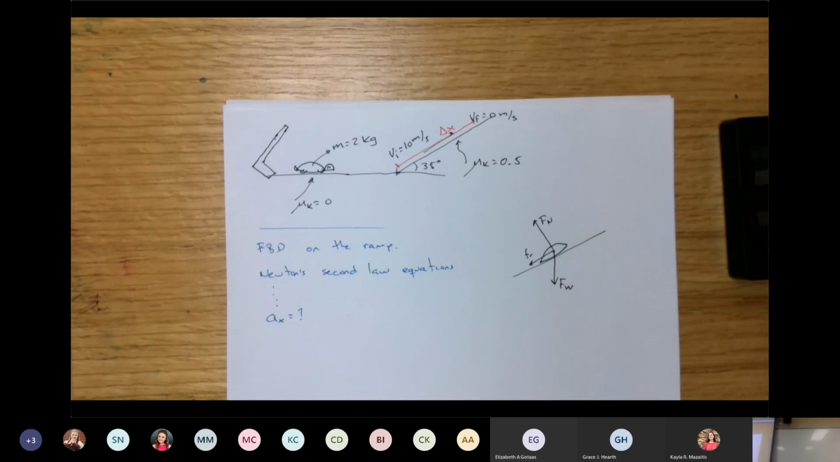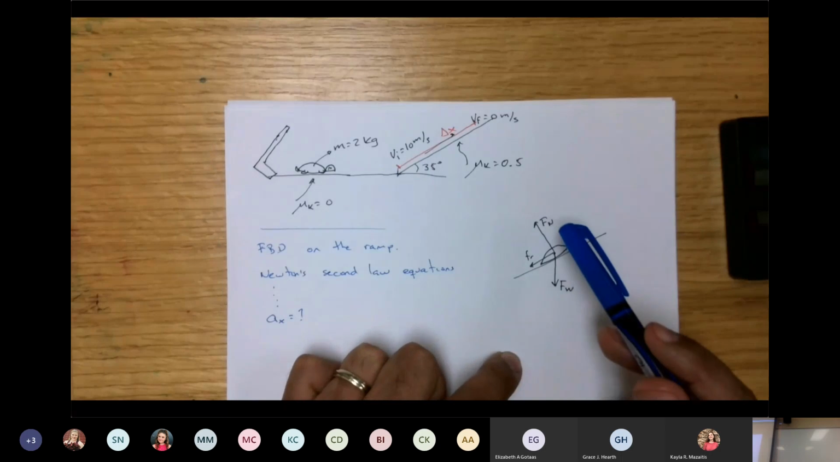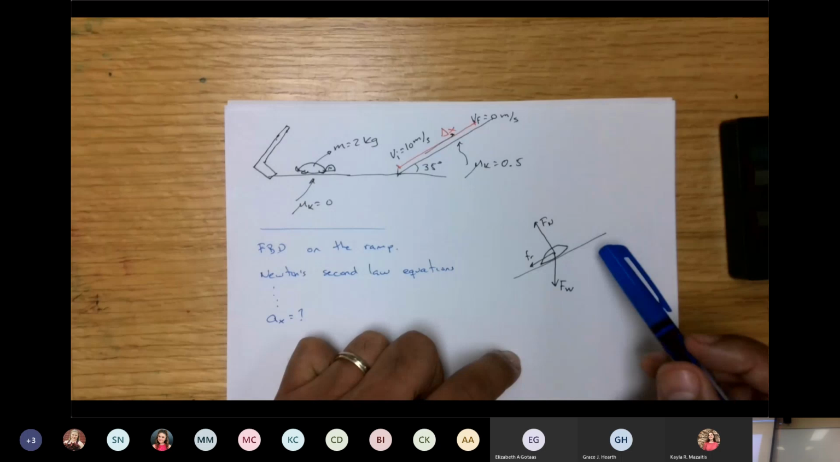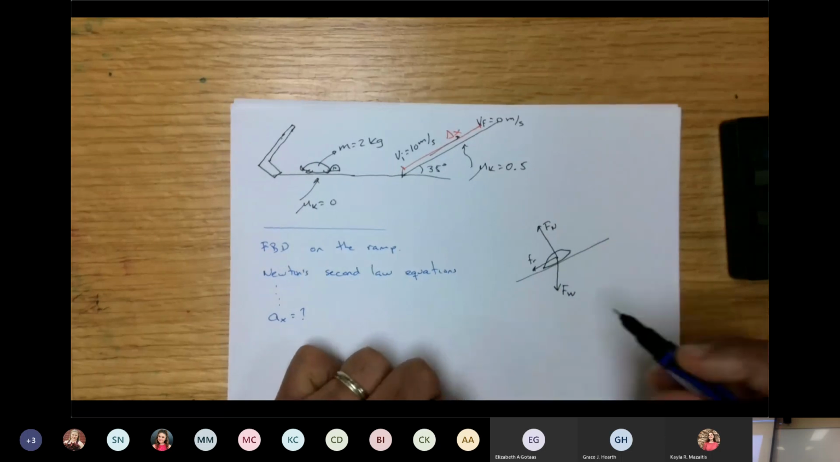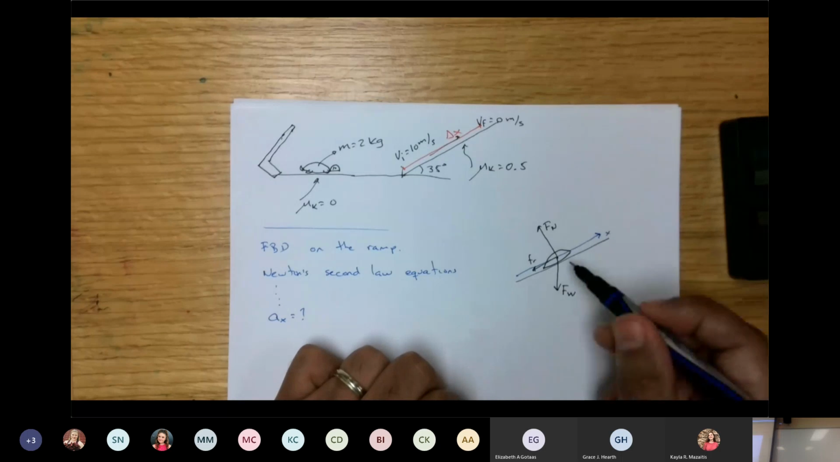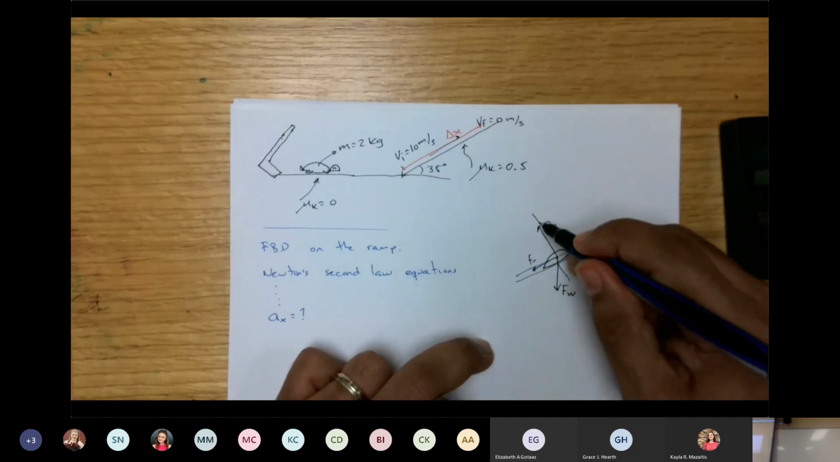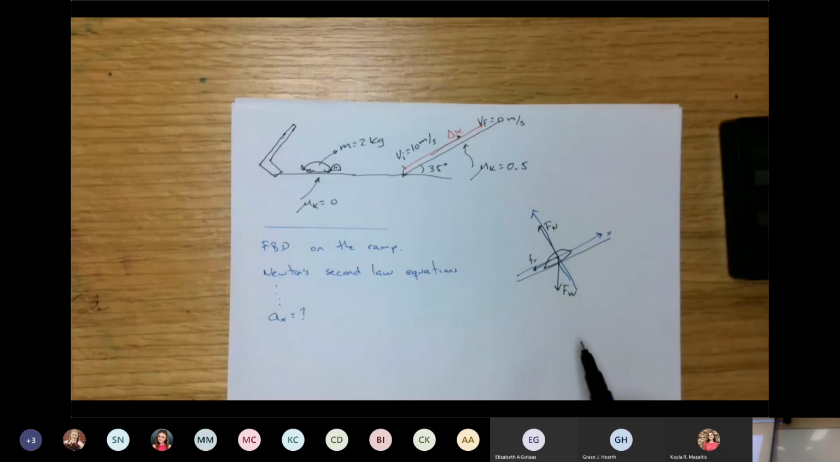So now, at this point, I'm going to draw the reference axis. I'm going to make my x-axis parallel to the ramp, so it's going to go like this. And my y-axis is going to be perpendicular to the x, so it's going to go like this. Okay. So notice how the weight is in the third quadrant.